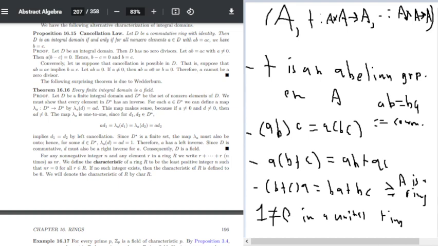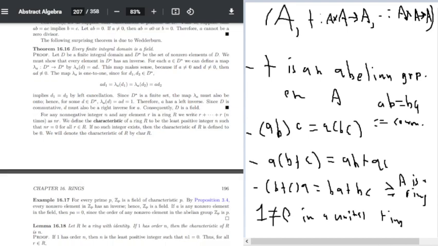The following surprising theorem is due to Wedderburn. Theorem 16.16. Every finite integral domain is a field. Alright, this is a very powerful thing. Proof. Let D be a finite integral domain, and D star be the set of non-zero elements of D. We must show that every element in D star has an inverse.